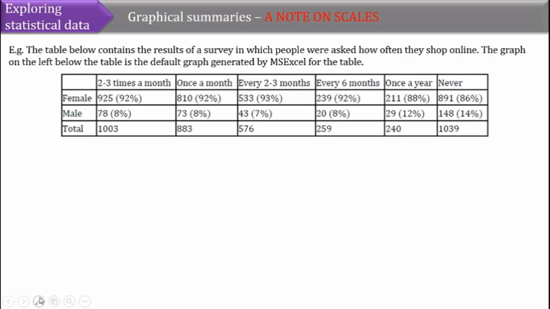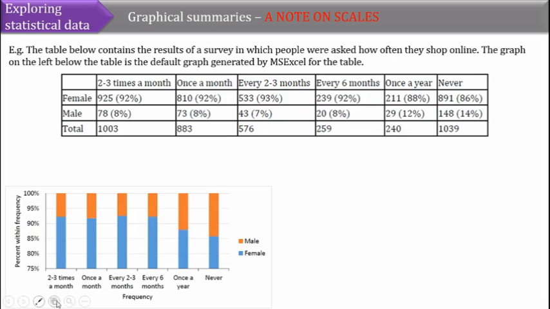Right, now I want to end with a note on scales. If you look at the heading here, this was data collected from a survey, and it was regarding online shopping habits. So we asked females and males how frequently they shop online, and these were the responses. Now this data set, as it is here, the table, was entered into Excel, and Excel was used to generate this graph. Now this graph was not manipulated in any way. It is the first automatically generated graph that Excel gave for this table.